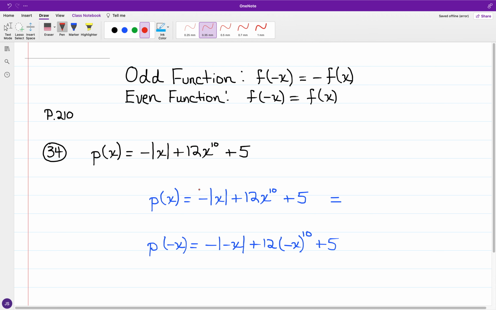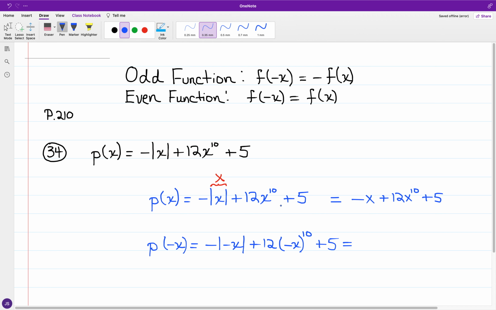Now this is our first encounter with absolute value functions, at least in terms of determining whether the function is odd or even. The absolute value of x is going to be x. But notice we have the negative sign outside the absolute value, so we take the opposite sign of x, giving negative x, plus 12 times x to the 10th, plus 5.